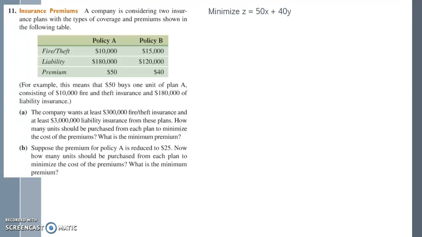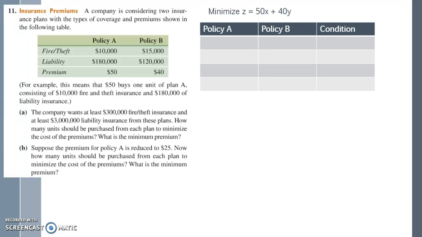The first sentence tells us the company wants at least $300,000 in fire and theft. So when I take 10,000 times how many units of X for policy A plus 15,000 times the units of Y for policy B, that must be greater than or equal to 300,000 because we want at least that much. And they also want at least 3 million in liability insurance. So 180,000X plus 120,000Y must be greater than or equal to 3 million.